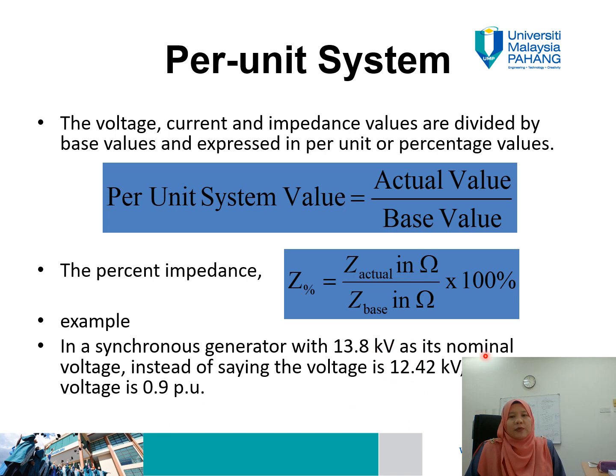So here 12.42 kV is the actual voltage and 13.8 kV is the nominal voltage or the base value. So we get the voltage in per unit as 12.42 kV divided by 13.8 kV, which is 0.9 pu.